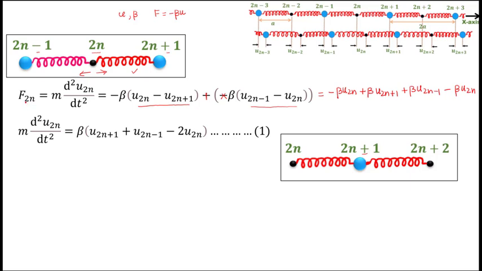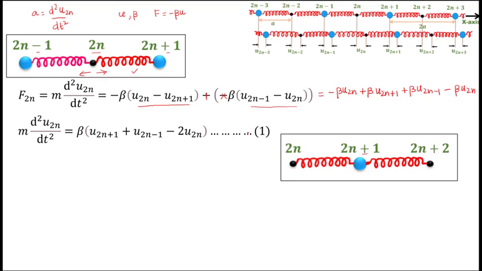Here F2n is the net force acting on this 2nth atom, which is m times a, and a is obtained by doubly differentiating the net displacement of the 2nth atom with respect to time. So we write it as m d square u2n by dt square.